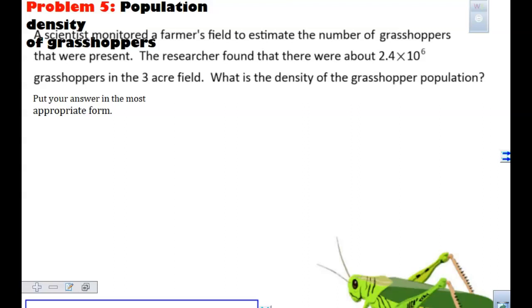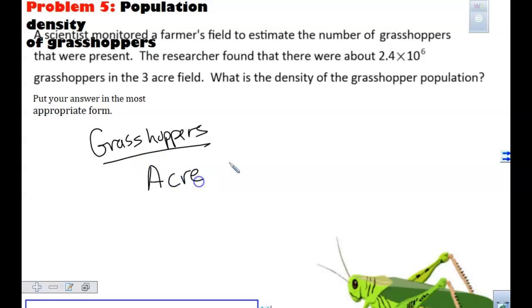So the grasshopper one, you're going to see one very similar to this on your test. If you were reading this one, Liv, want to read for us? Sure. A scientist monitored a farmer's field to estimate the number of grasshoppers that were present. The researcher found that there were about 2.4 times 10 to the 6 grasshoppers in a 3-acre field. What is the density of the grasshopper population?